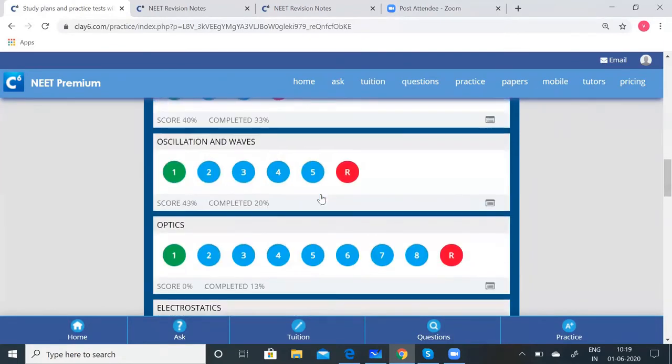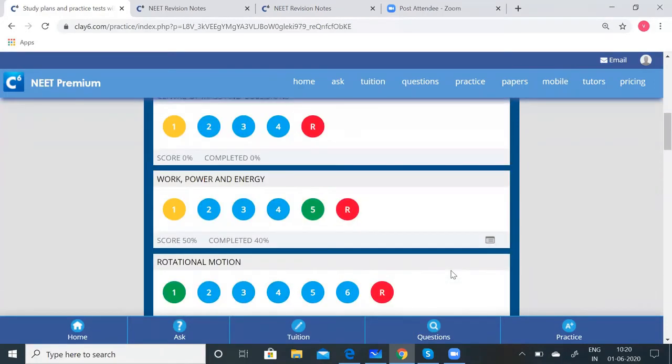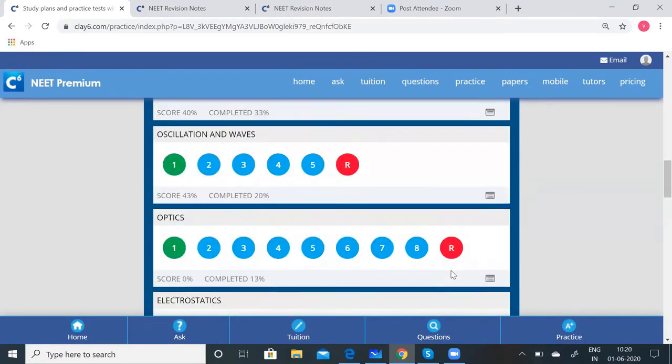Now we'll go to optics. Here you can see the different colors. The blue bubble says you have not taken up the test. The green bubble says you have already taken the test, and the red bubble is a random test. You can also see the yellow bubble, which means it is an incomplete test. So once you are thorough with the concepts, you can complete it again. Even if you have taken the test once, you can take it any number of times until you are happy with the results.